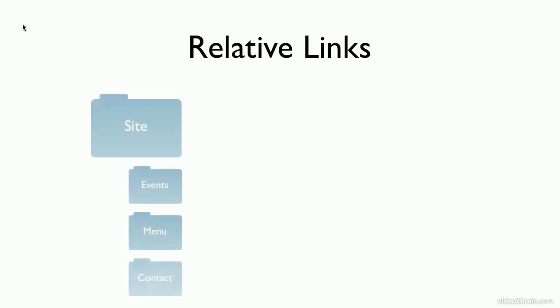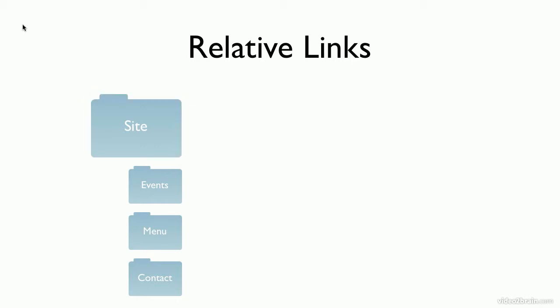So let's take a look at an example of relative links. Let's, for instance, take an example of a typical folder structure. You can see up here at the top we have the main site folder, and within that main site we have three subfolders: Events, Menu, and Contact. So for example, if I wanted to navigate to the main site folder, that is essentially going to be represented using a forward slash. The forward slash essentially takes me to the root of my site.